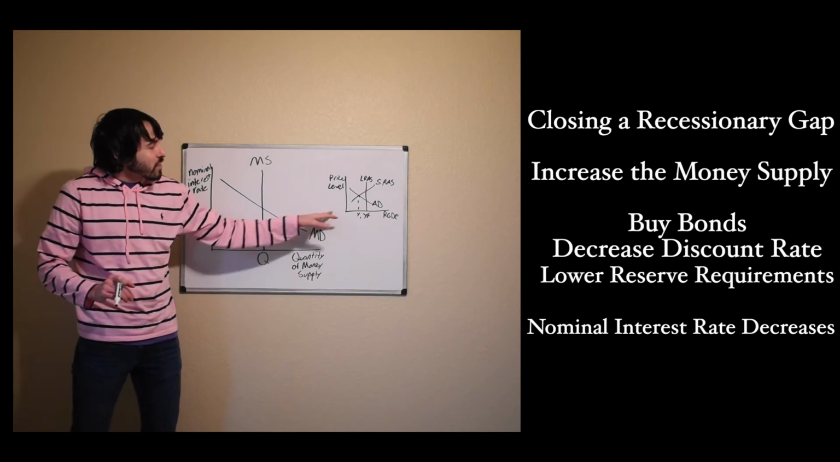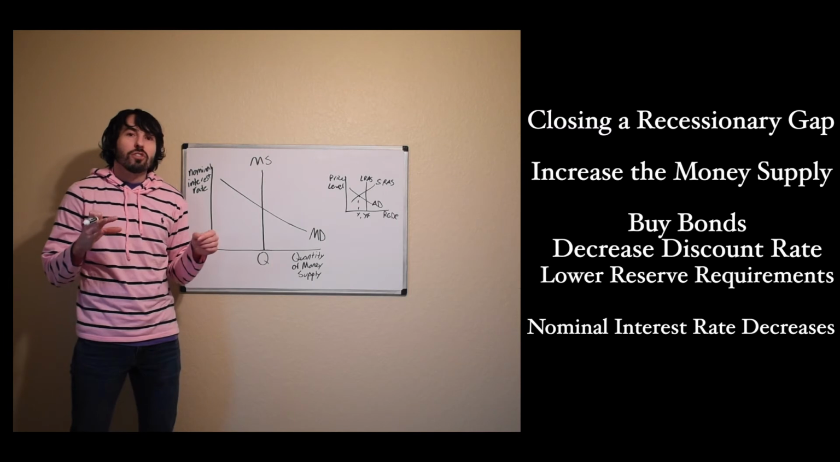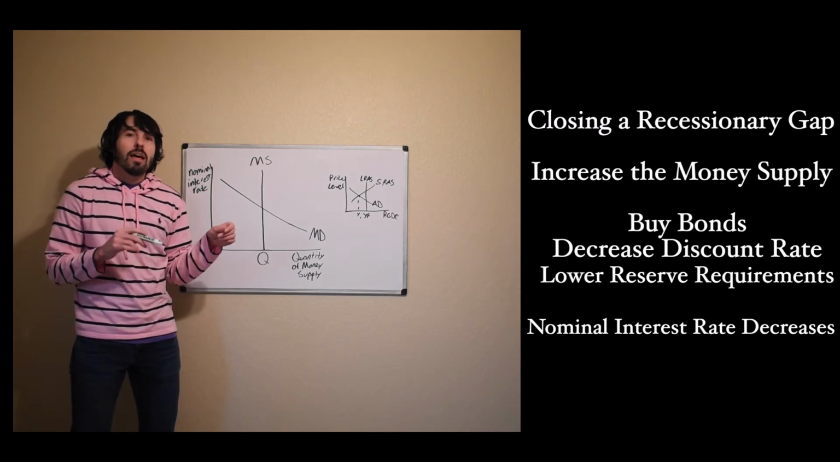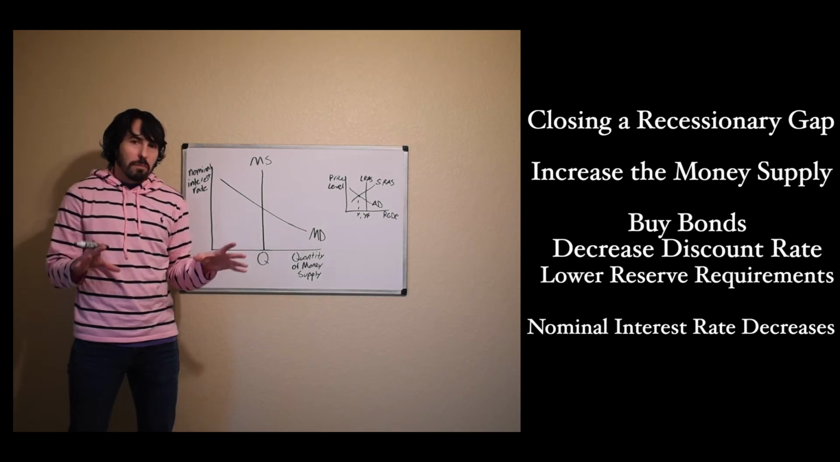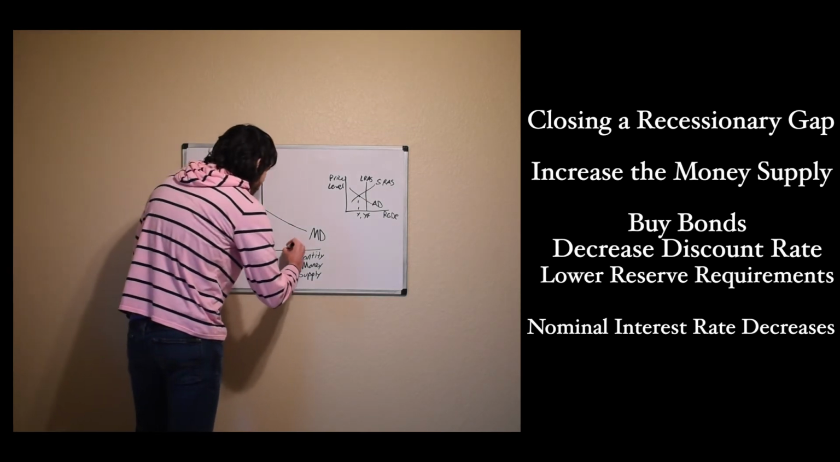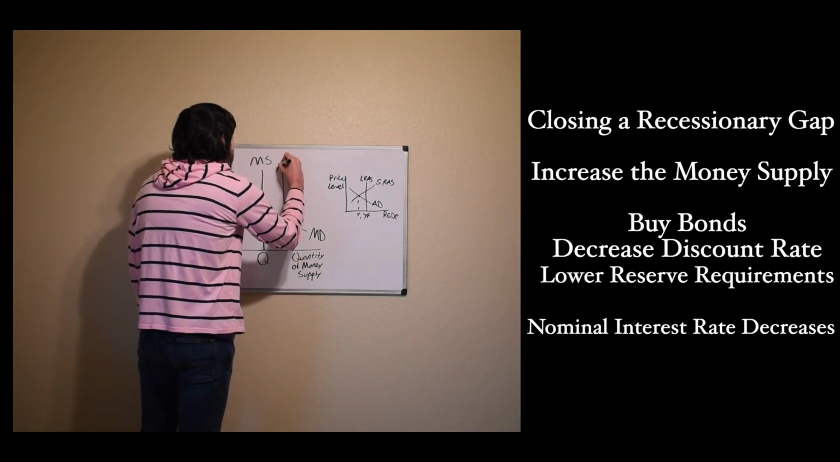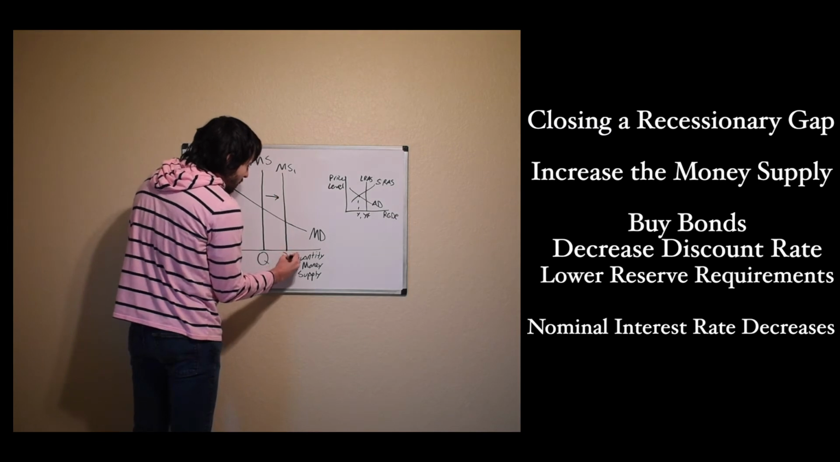Okay, so we're in a recession. The Fed decides we're going to buy bonds in order to get people to spend more money. If the Fed buys bonds, that means the money supply is going to increase. Remember, buy bonds, big money. So the money supply curve will increase and shift to the right. Now we have an increase in the money supply. I can show that it shifted to the right.